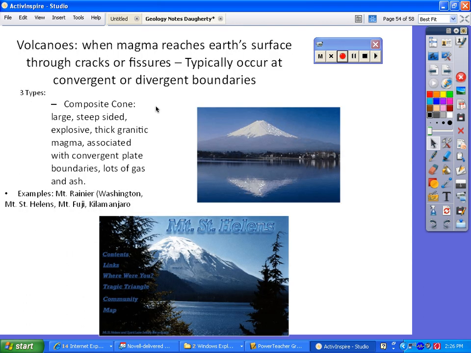Okay, so that's about it for earthquakes for now. We'll come back and do a web quest about them in class. So now on to volcanoes.